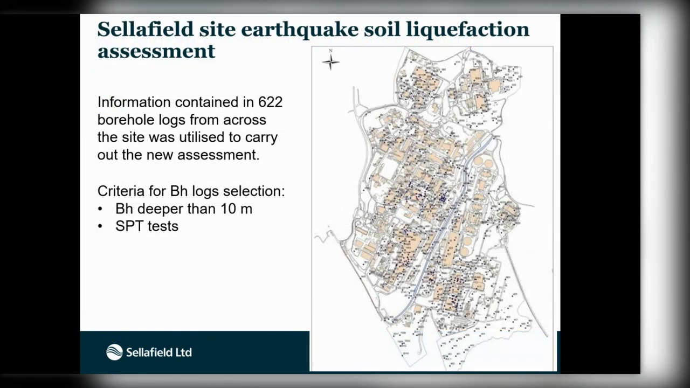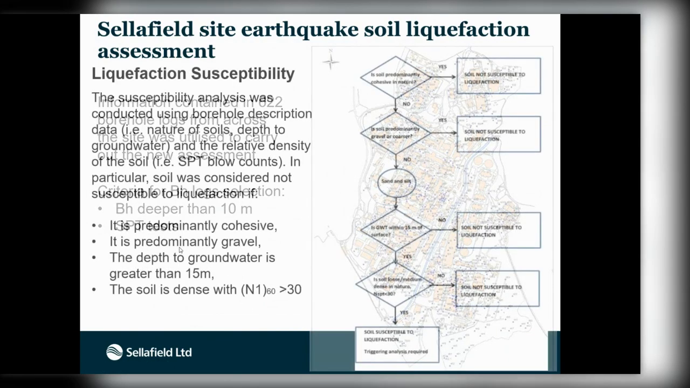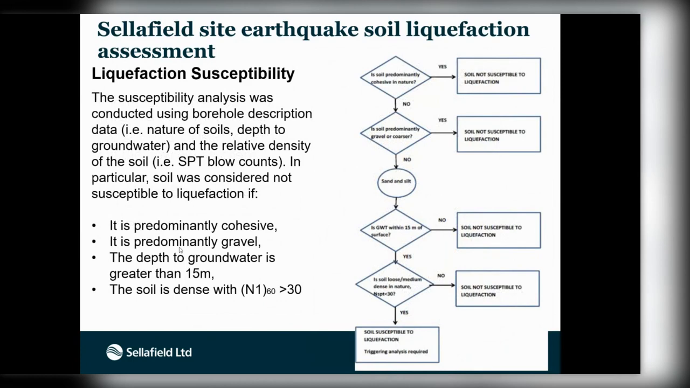So to carry out the assessment, we have used the information contained in 622 borehole logs from across the site. And why 622? Well, we obviously had a larger number of borehole logs available. We selected the ones that were deeper than 10 meters and that had the SPT test included as well. Then, using the borehole description data, we carried out the liquefaction susceptibility analysis.